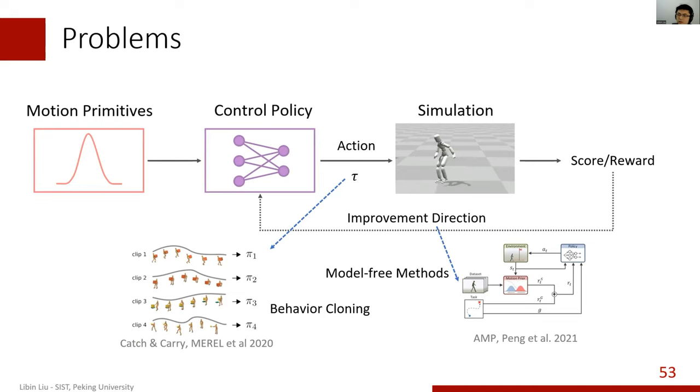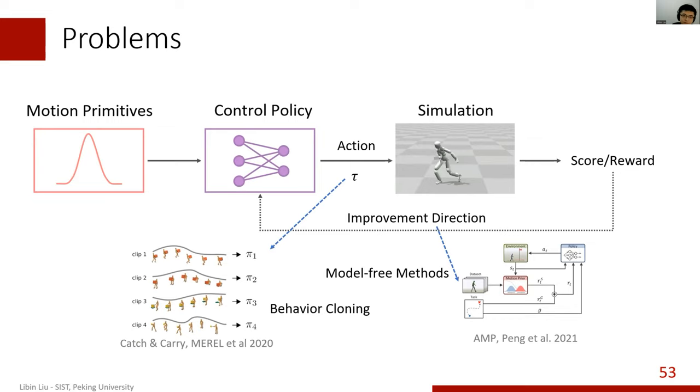Because reinforcement learning is not a very stable process. And for model-free methods, for example, AMP and ASE, they are using GAN, basically adversarial training. So that is also another unstable training process. So these two training processes combined can make this problem a bit hard to tune. I mean, if it works, then it works. If it doesn't work, it becomes a problem.